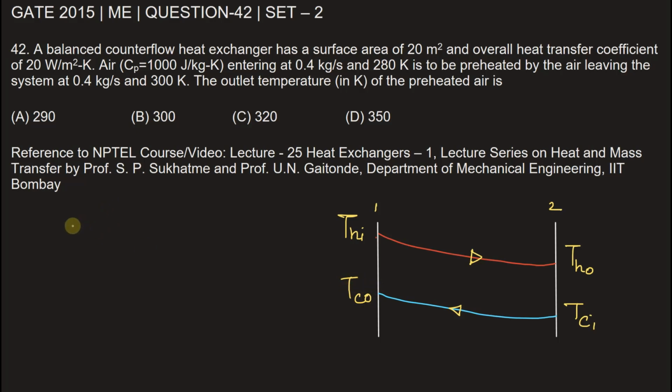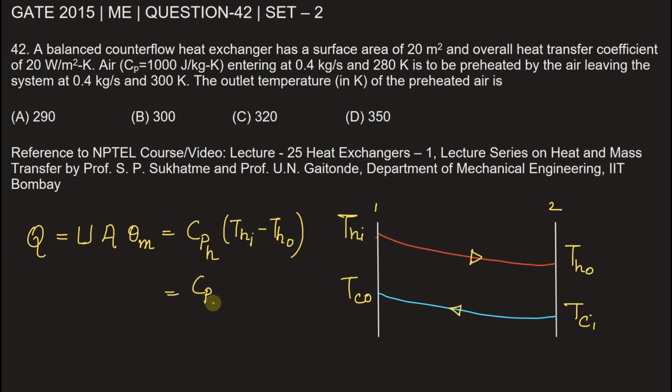Okay, so Q, the heat transfer, is equal to the overall heat transfer coefficient multiplied by the surface area of the heat exchanger, multiplied by theta m, which is the mean temperature difference, and this is equal to Cp of hot fluid, that is Cph, into Thi minus Tho, the exit temperature of hot fluid, which is also equal to Cp of the cold fluid, heat capacity of the cold fluid, multiplied by Tco, the temperature of cold fluid at the exit, minus temperature of cold fluid at the entry.